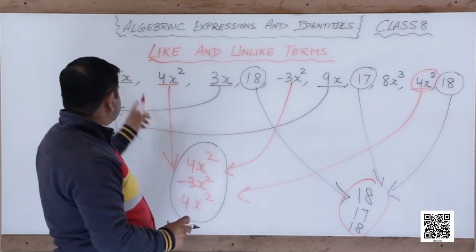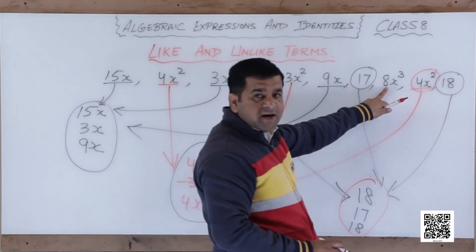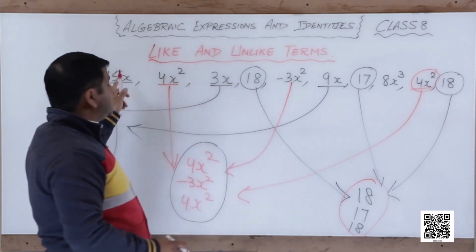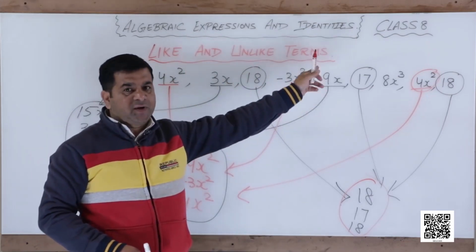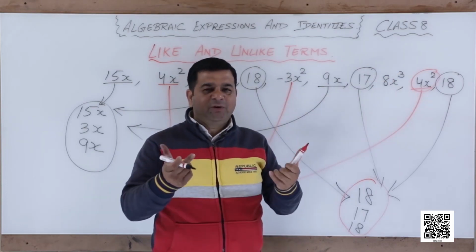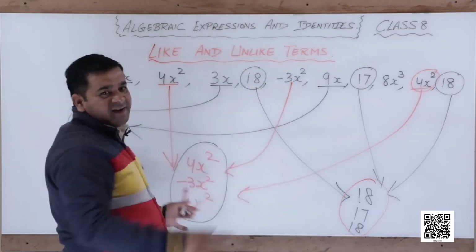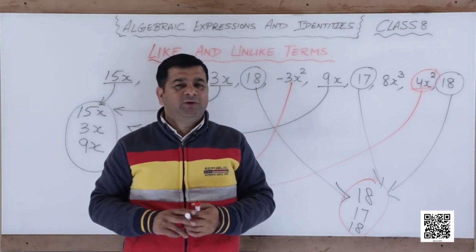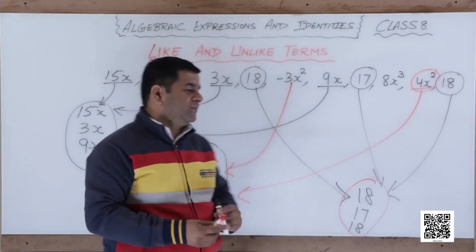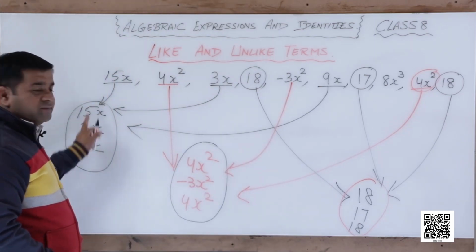And students, see, this is done, this is done, this is done. Only one term is there, 8x raised to power 3. There is no other term with the same variable x raised to power 3. So that means 8x raised to power 3 has no like term. So I hope with this khichdi made around here, you will be able to understand what are like terms and what are unlike terms. Now see, these have the same variable x, so these are like terms.